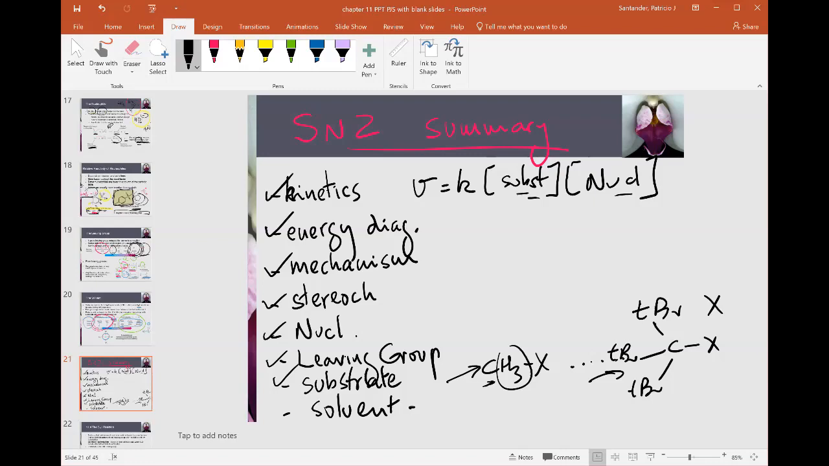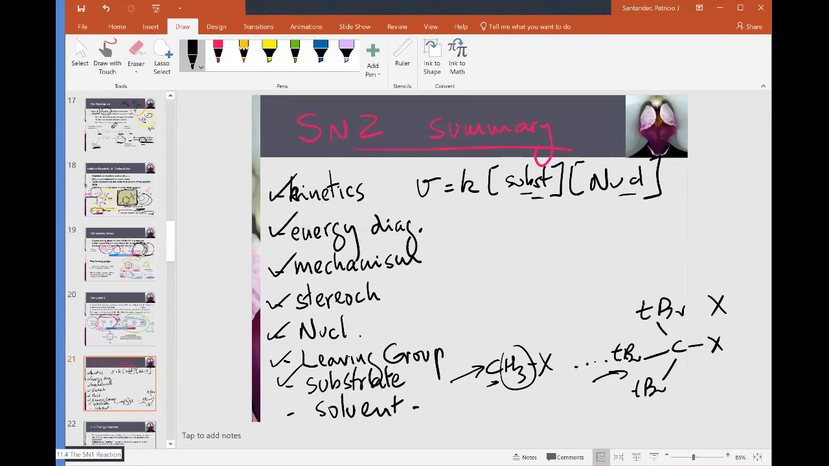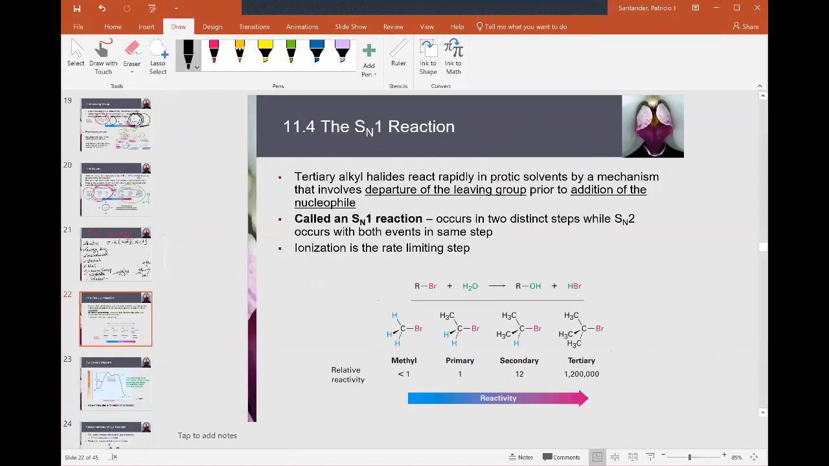All right, so with that now we can get started with the SN1 reaction. The mechanism of the SN1 reaction is substantially different. In the SN1 mechanism, we have first departure of the leaving group, and then later on, the nucleophile will come and get attached to the substrate. So many of the different aspects will be a complete reversal of what we saw in the SN2.